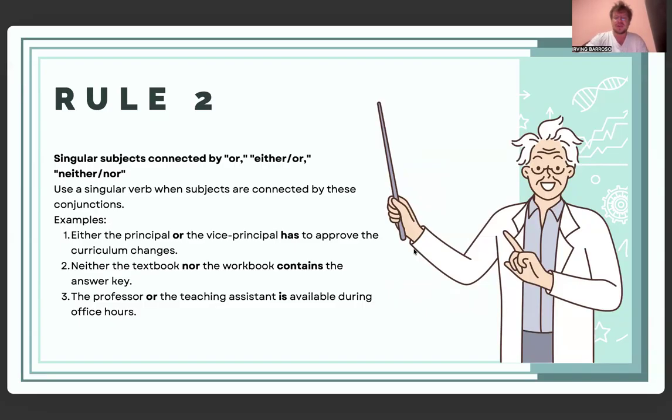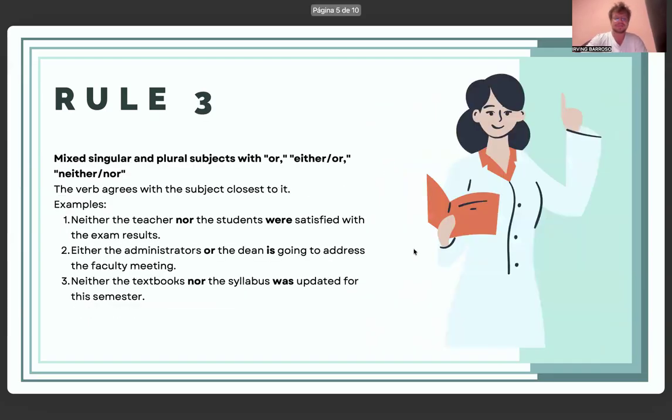Either the principal or the vice principal has approved the curriculum changes. Neither the textbook nor the workbook contains the answer keys. The professor or the teaching assistant is available during office hours. Okay, mixed singular and plural subjects with or, either...or, neither...nor.